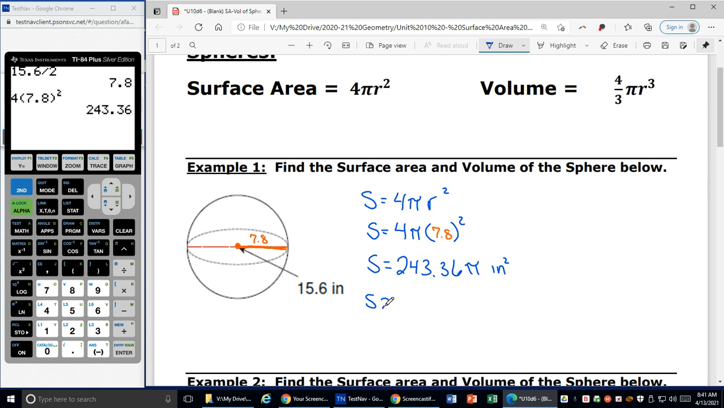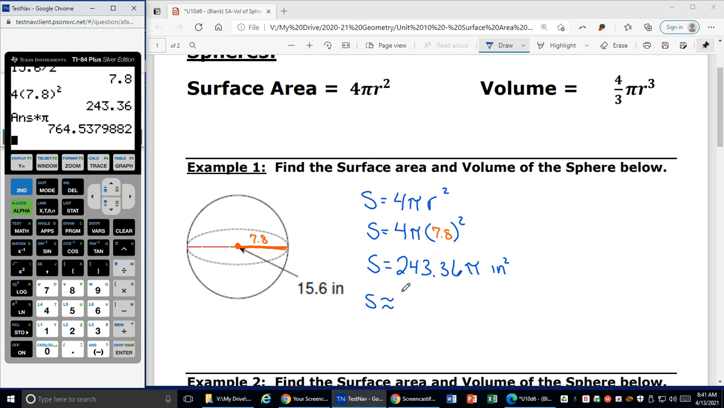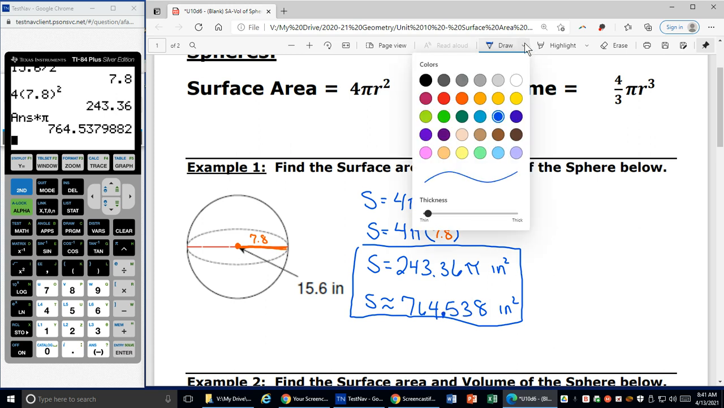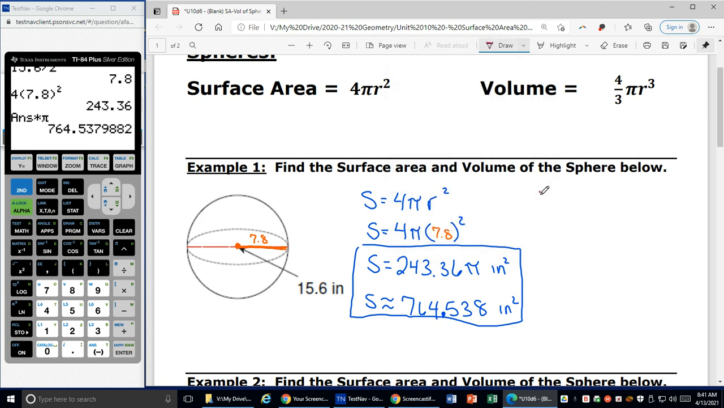My approximate answer, I just need to take this number and multiply it times pi. Second and the up arrow gives me pi. And I get 764.53, and then after the 3 is a 7, but after that is a 9, so I do need to bump that up to an 8, and these are square inches. Both of these answers are correct. Oops, can't see the dot there now, my box overshadowed it.